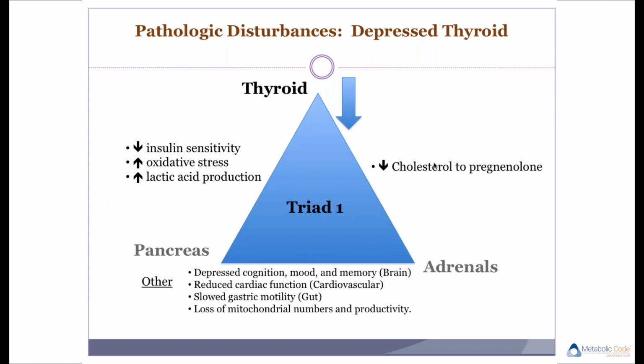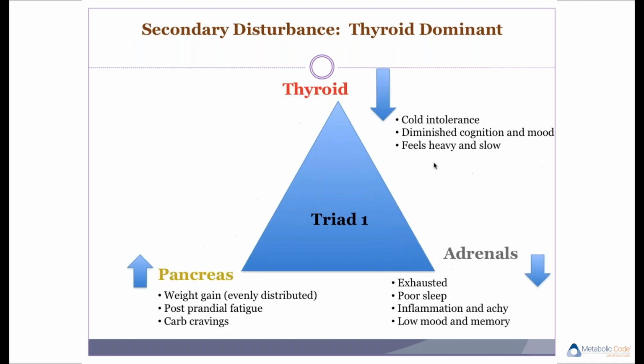Okay, so we've gone through insulin dominant, cortisol dominant, and now let's look at centrally suppressed thyroid function. So what happens as a consequence of this? Well, there's poor conversion of cholesterol to pregnenolone, so we see alterations in hormonal status. Low thyroid means low mitochondrial number, loss of ATP production, lack of insulin sensitivity. Remember when I said T3 levels are so important for insulin receptor activity, but now there's higher levels of oxidative stress and lactic acid production as well, so pH levels are dropping. All of this then can lead to depressed cognition, mood, and memory, reduced cardiac function, slow gastric motility, and loss of mitochondrial numbers and productivity.